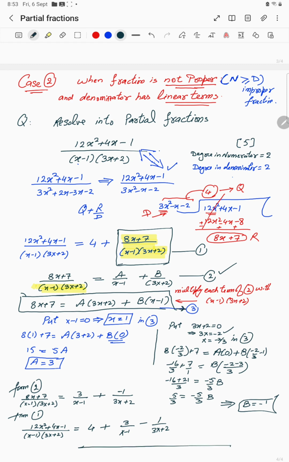And this is type 2, when you encounter a question in which the fraction is not proper. The basic condition of partial fraction is that the fraction must be proper. So here you need to convert the improper fraction into proper, using the long division method, and resolve the rest of the question into partial fractions. I hope it is clear. Let's proceed to the next type.